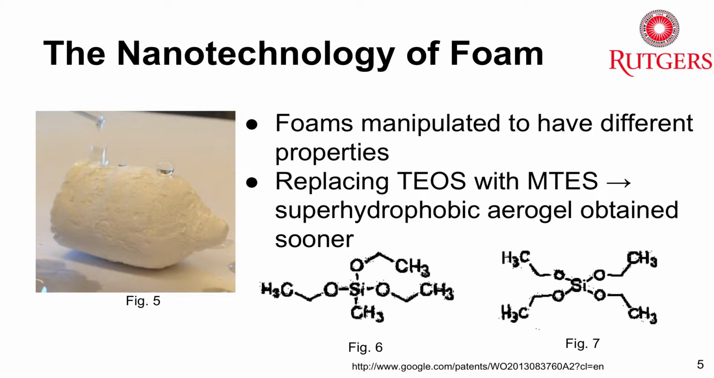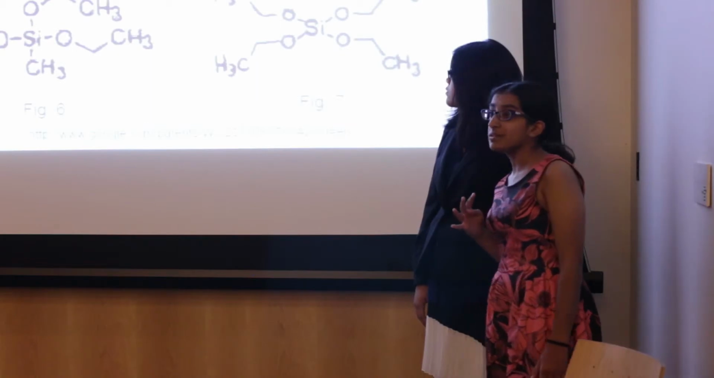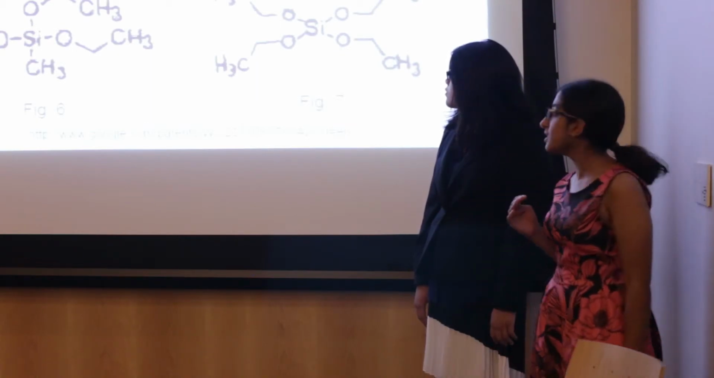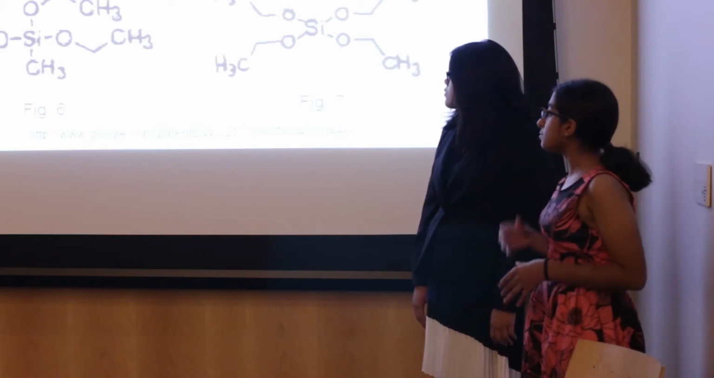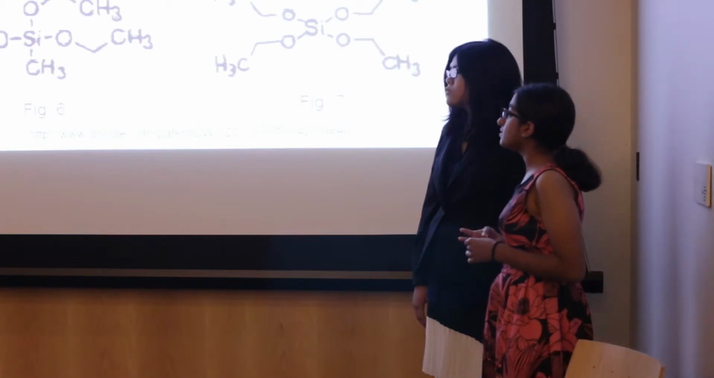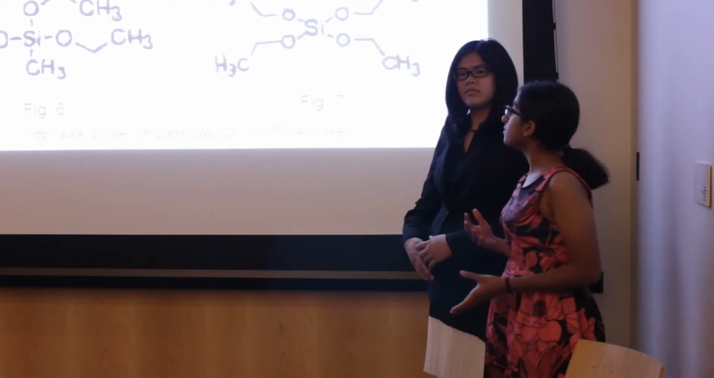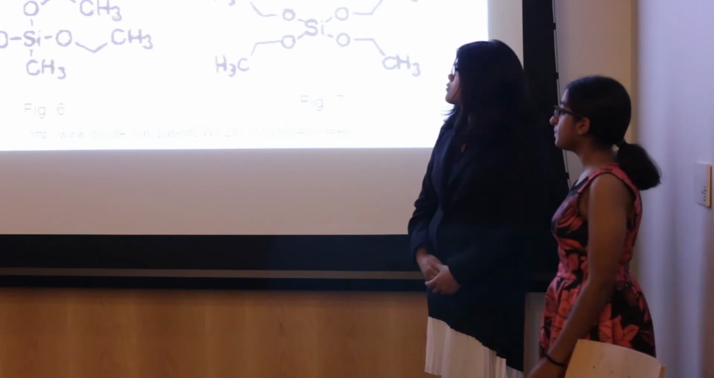The reason for this is because if you look at the TEOS molecule in figure 7, you can see that there are 4 oxygen atoms. But in figure 6, the MTES molecule, there's only 3. The reason why the TEOS aerogel is hydrophilic is because it has 4 very electronegative oxygen atoms within the self-supported network, but MTES only has 3, and so that adds to the hydrophobicity of the aerogel.